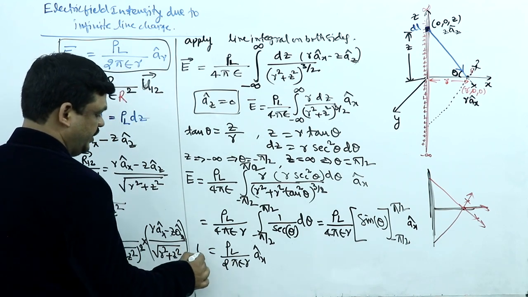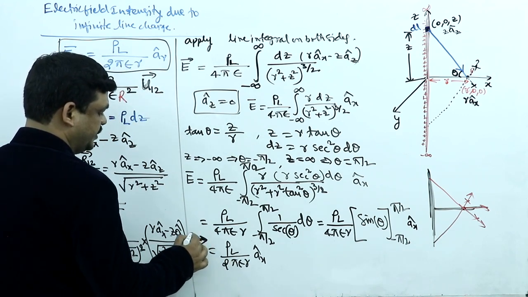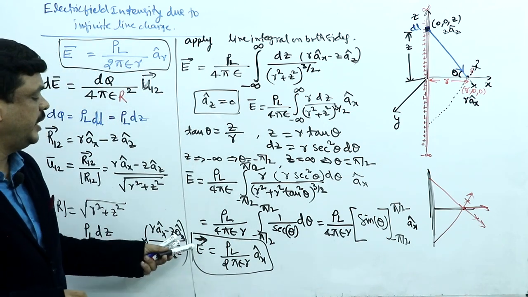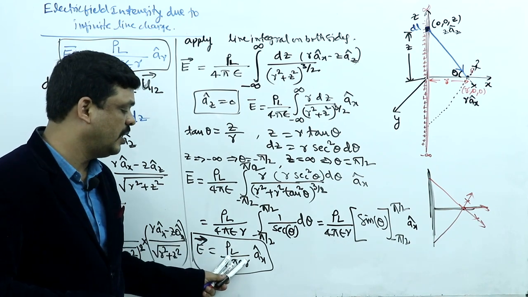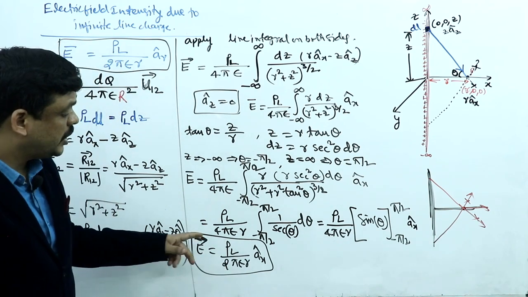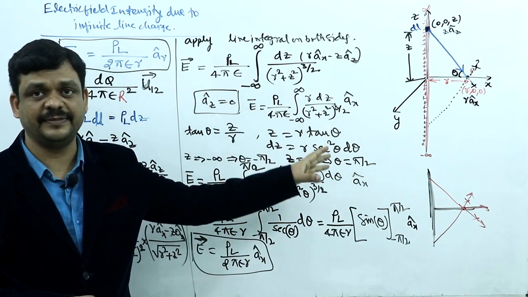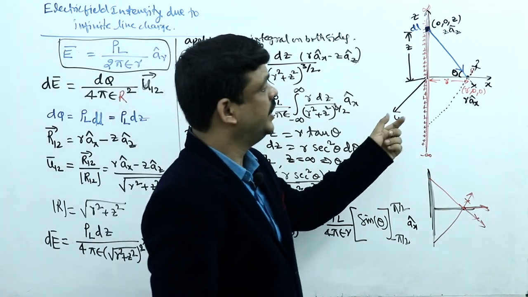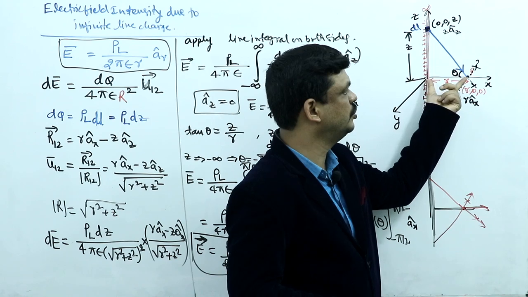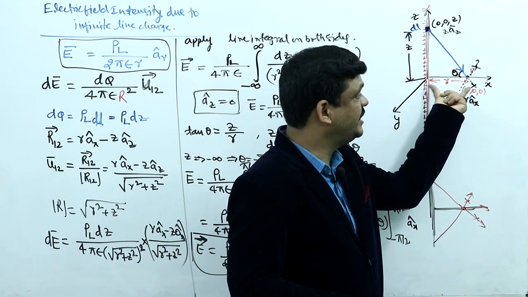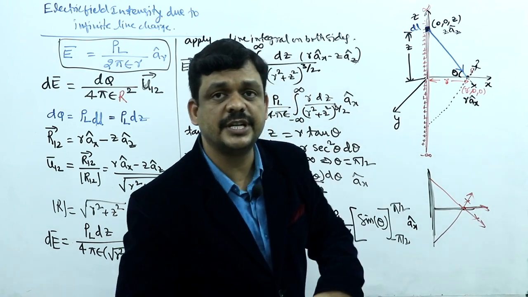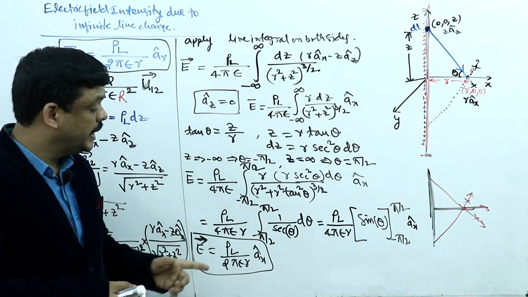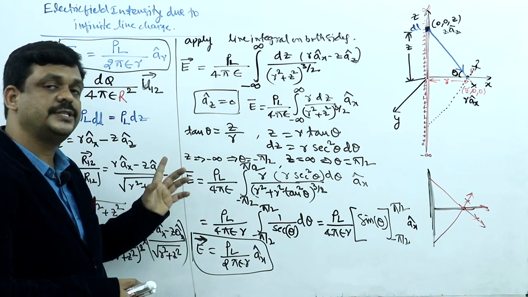This is the electric field intensity due to an infinite line charge. Electric field intensity due to infinite line charge is rho L by 2 pi epsilon r into unit vector. Here rho L is the line charge density of that infinite line charge, and r explains the distance from the line charge to this point. So if the distance increases, electric field intensity decreases, so both are inversely proportional. R and capital E are inversely proportional. If line charge density increases, electric field intensity increases.